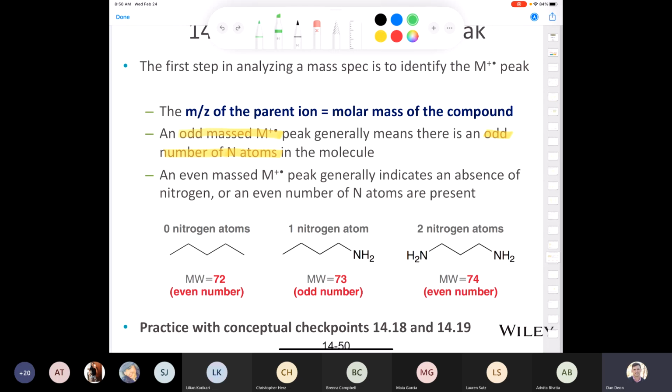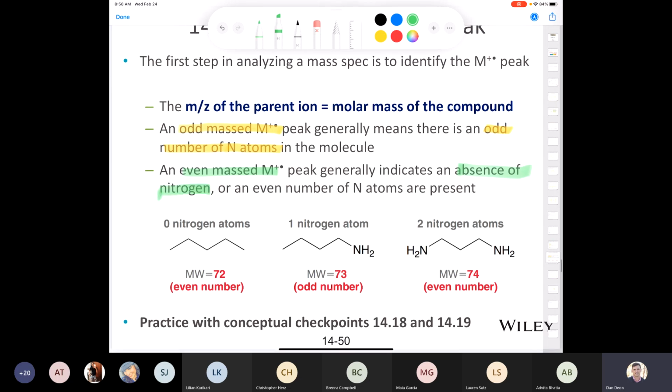If you have a mass over charge, molecular ion or parent ion that has an even mass, which is most compounds that we're going to look at, you've either got no nitrogen, so absence of nitrogen, or an even number of nitrogens.